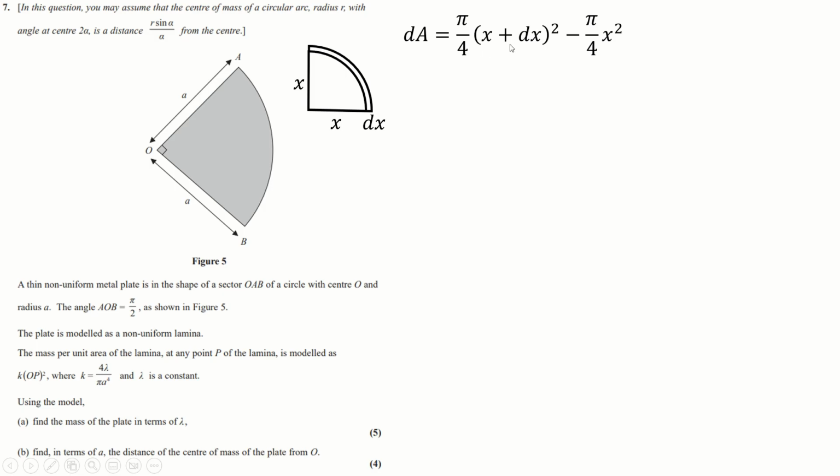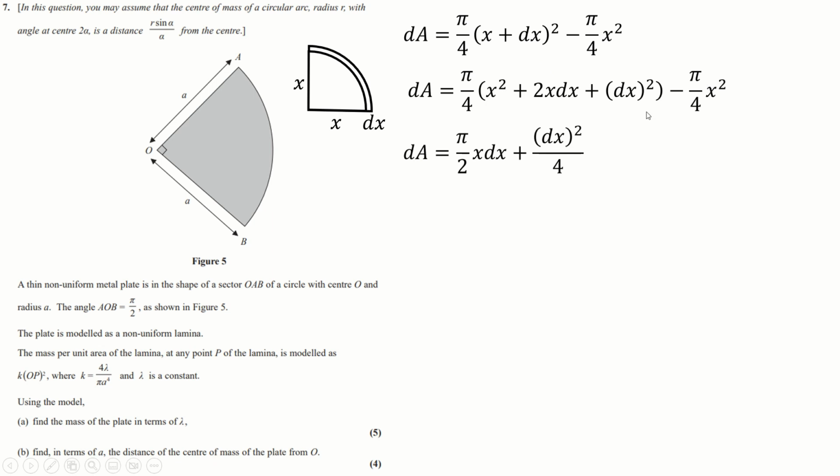Of course, when I expand this out, I get this. And of course, this pi over 4 x squared and this pi over 4 x squared cancel, and so we're left with this. But when you have an order of magnitude dx squared, you can just ignore that, because this is such a small length that when we square it, we can just say it's basically 0. So we get dA is basically pi over 2 x dx.